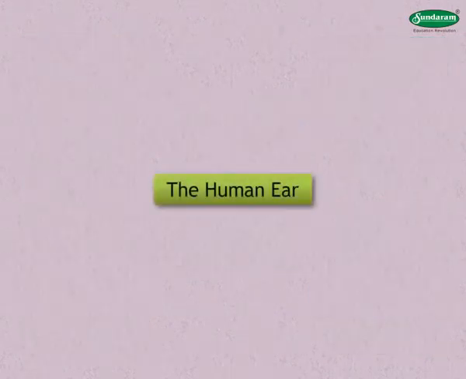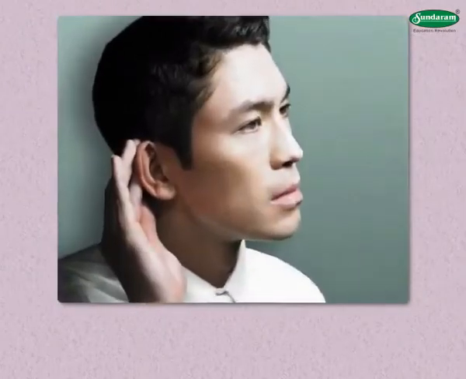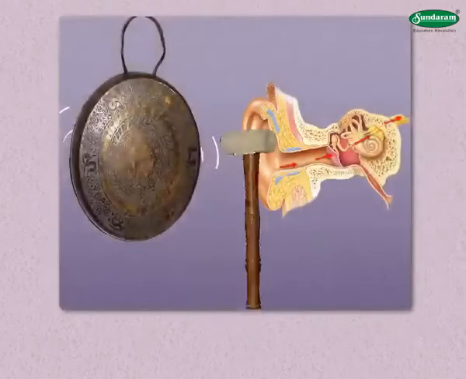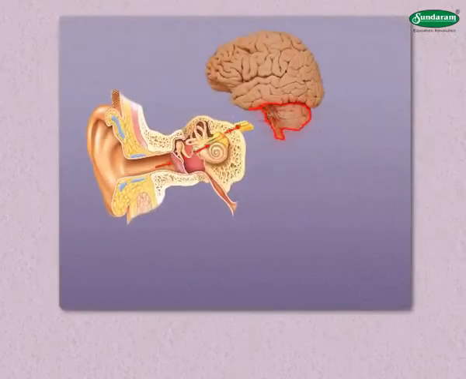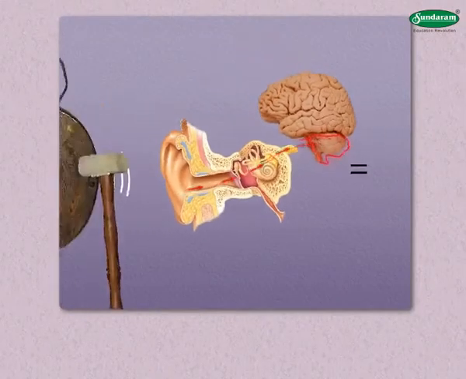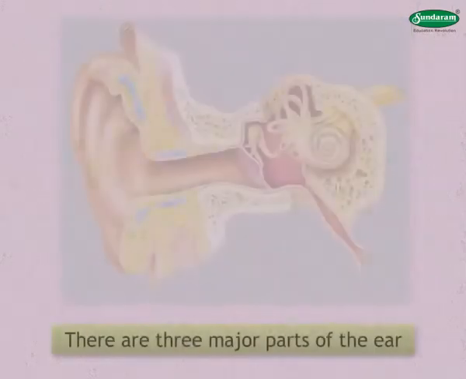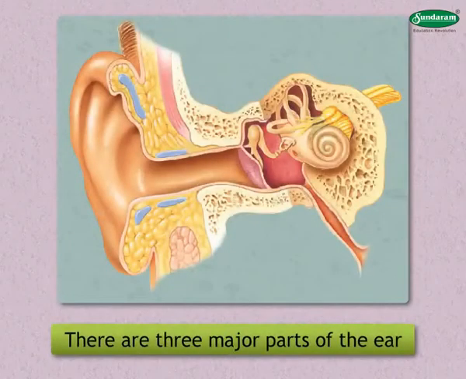The human ear. Students, with this we have come to the final part of this chapter. Human beings hear sound through one of its most important organs, the ear. It converts pressure variations with audible frequencies into electrical signals that travel to the brain via the auditory nerve. There are three major parts of the ear.